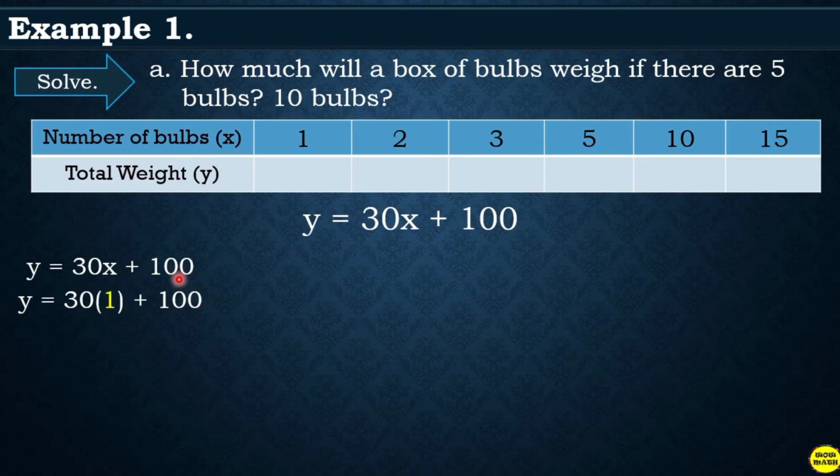Okay? So, isa-substitute natin si 1. Kung ang laman ng box ay isang bulb lang, so, therefore, 30 times 1, that is 30, plus 100. Therefore, the total weight is 130.